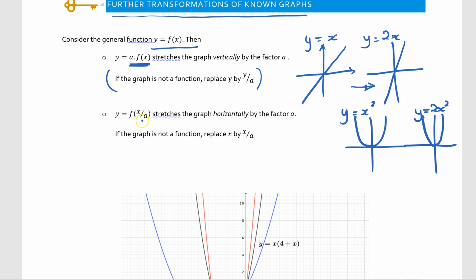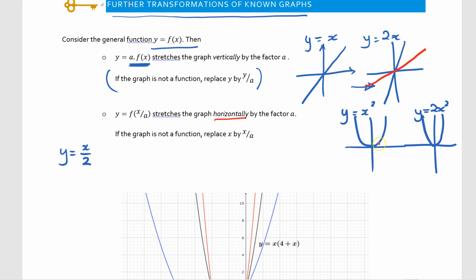If we take the function of x on a, that stretches the graph horizontally. So again, if we stick with some simple examples, if we replace x by x on 2, for example, then we get this. y equals x on 2. If I just change the pen colour, y equals x on 2 is going to look like this. Its gradient is now only a half. So that's the same as if I grabbed hold of the graph here and here and stretched it out horizontally.